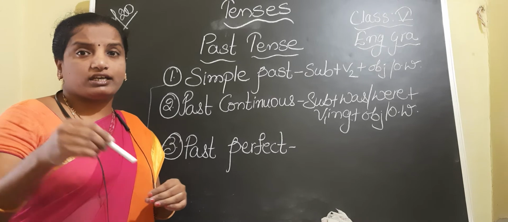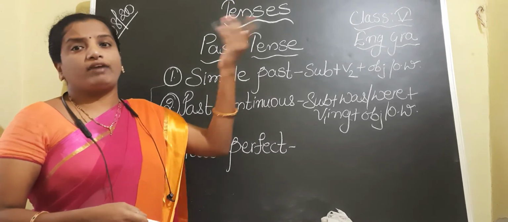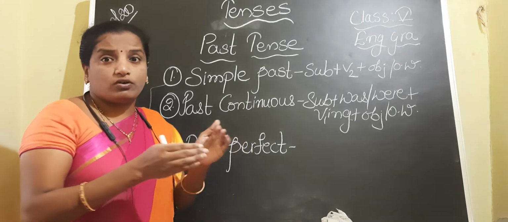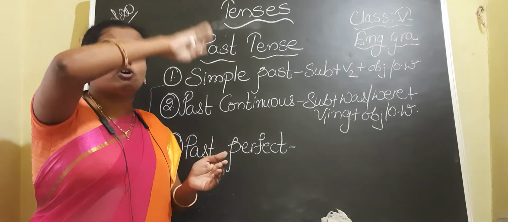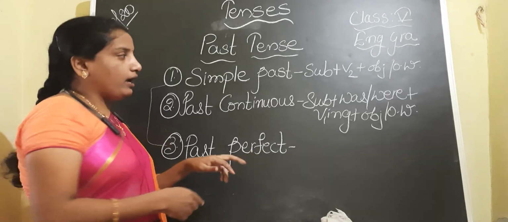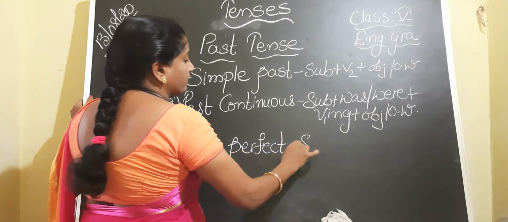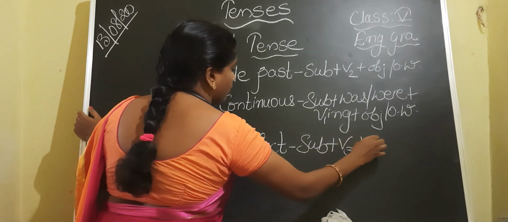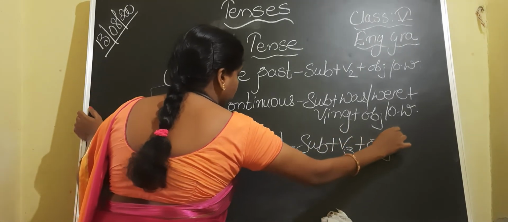It is a tense which is used to denote an action in the past before the time of the happening. And in the past perfect tense we will use V3 form of the verb along with the subject.